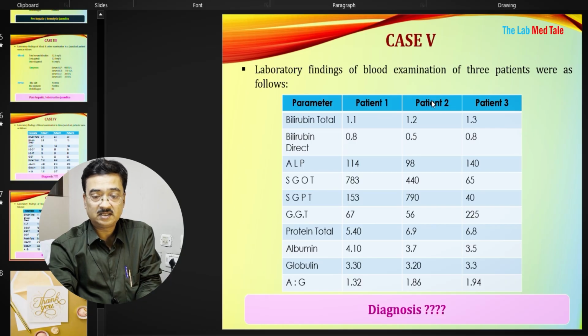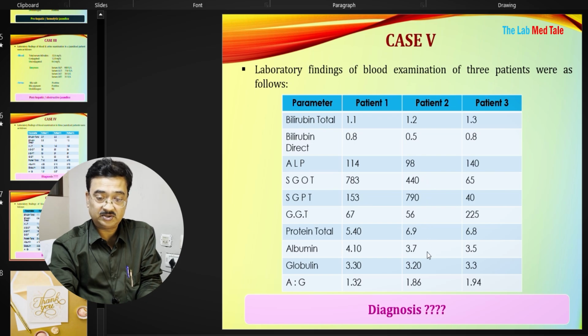Second patient, the same kind of borderline hepatitis. Alkaline phosphatase is normal, but the OT/PT ratio is very high. SGPT is much higher than SGOT, and the AG ratio is more or less similar. Now, in the third case, you will find all are more or less okay. Only the GGT is very raised, but the OT/PT ratio again is more than 1. So, how would you interpret this case?